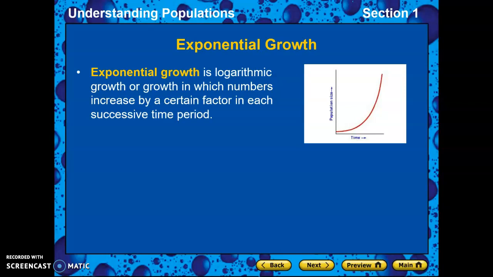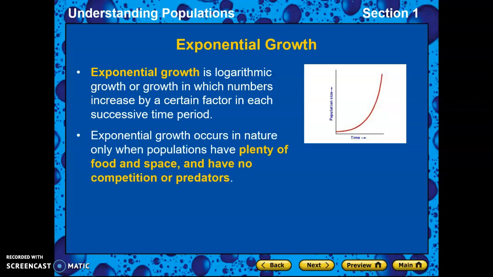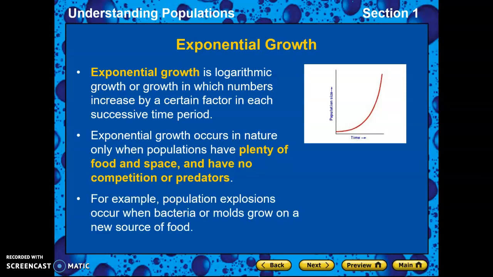Exponential growth is growth in which numbers increase by a certain factor in each successive time period. For example, if you look at the graph, time is across the x-axis and population size is the y-axis, and you can see that over time, something happened that caused that population to grow exponentially. It grew very quickly. Exponential growth occurs in nature only when populations have plenty of food and space and have no competition or predators. So there can be a population explosion of bacteria or mold when it grows on a new source of food.